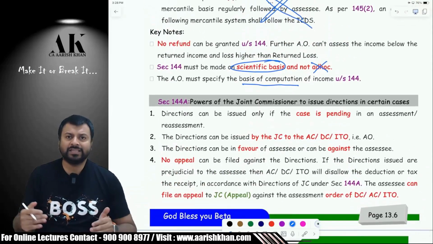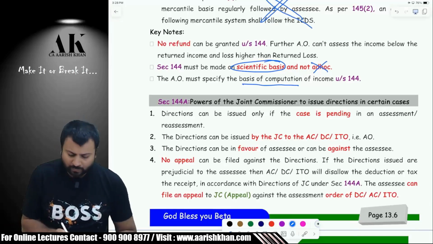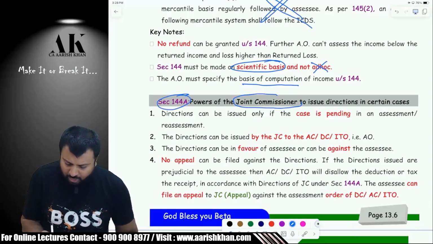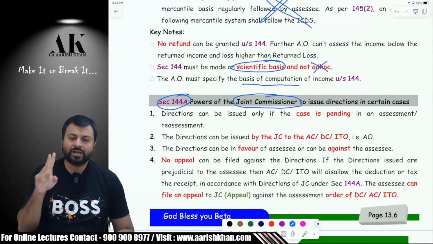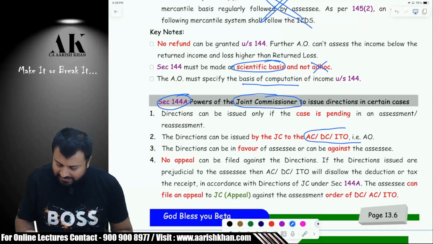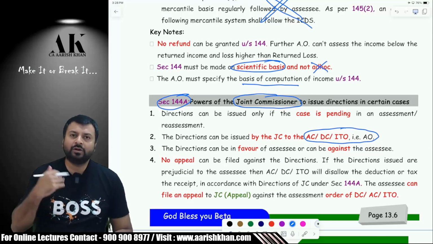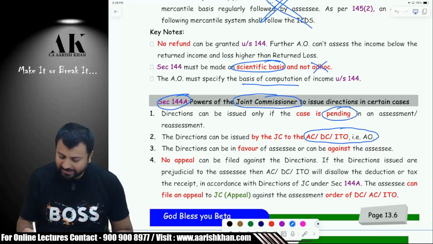Okay. One last thing in this chapter, then we'll move ahead with the next chapter. 144A, that is the power of the joint commissioner. So what is the power of the joint commissioner? Suppose there is an assessing officer who is either AC, DC or ITO. Who is the assessing officer? AC, DC and ITO. And these people are doing the assessment of the assessee, and the assessment is pending.